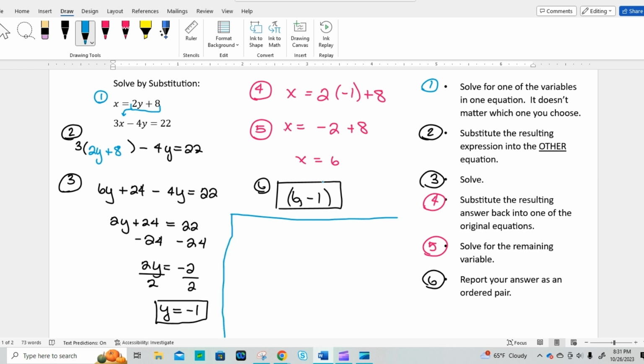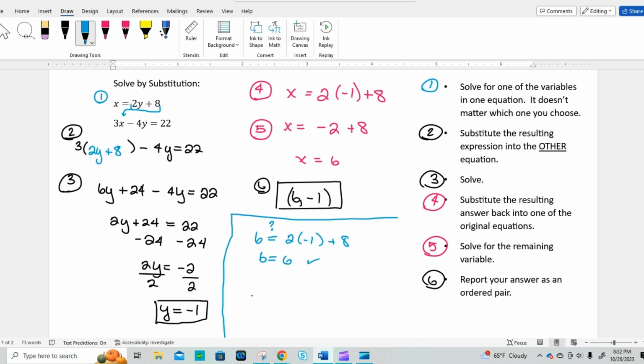And we'll pretend that I can draw a straight line on the screen. So I think my answer is (6, -1). So if I put that into both of those equations, I should get a true statement in both. So 6, we think, is equal to 2 times -1 plus 8. And 6 does equal 6. Okay, so in this first one it works, and we expect that it would because that's the one we solved to get it.